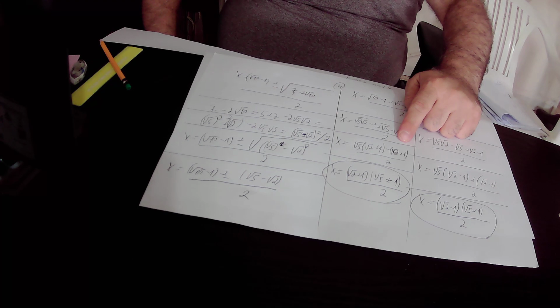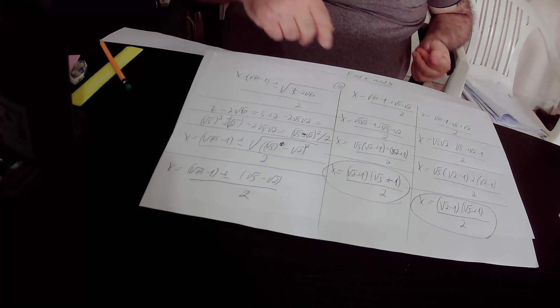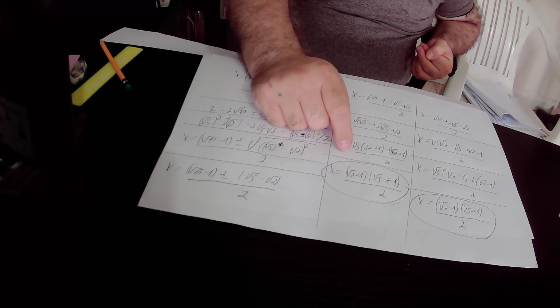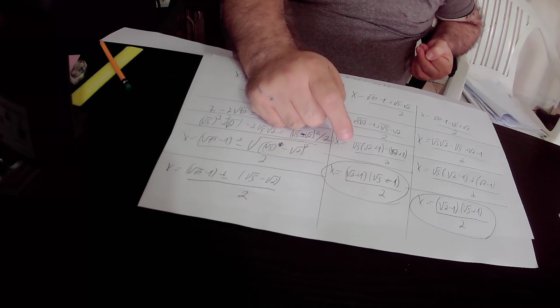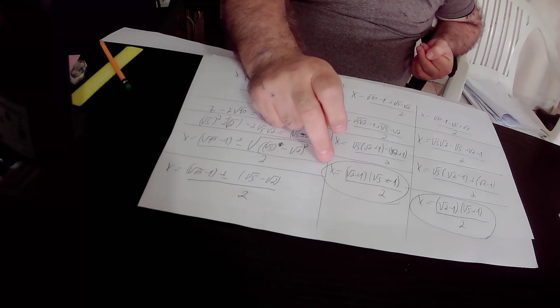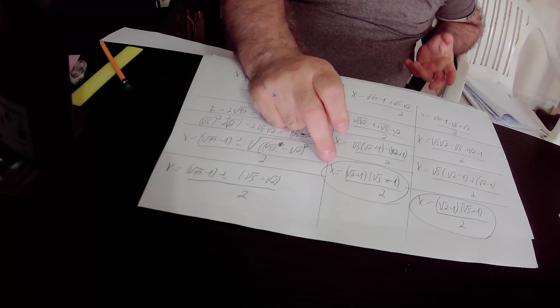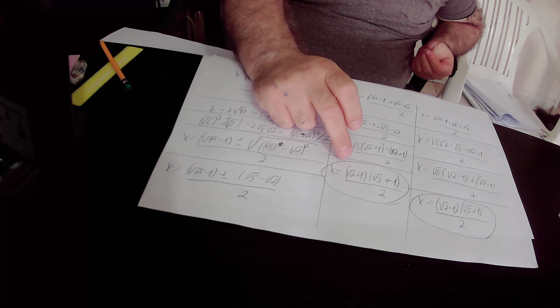Here we took square root of 2 plus 1 as a common factor. So square root of 2 plus 1 is a common factor, and inside the brackets we have square root of 5 minus 1 over 2. So the first solution is x1 equals square root of 2 plus 1 times square root of 5 minus 1 over 2.